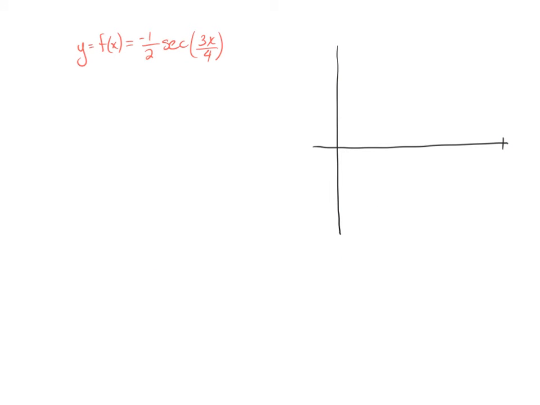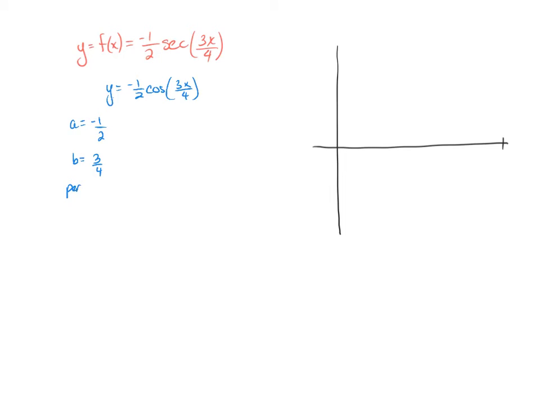Okay, for this example, we're looking at a secant curve. And of course, secant is the reciprocal of cosine. So as long as you were okay with the cosecant curve being the reciprocal of sine, we're going to approach this one in the same way. So in other words, we're going to think about what would its associated cosine curve be. And that would be y equals -1/2 cosine of 3x over 4. So again, my a value is -1/2 and my b value is 3/4.